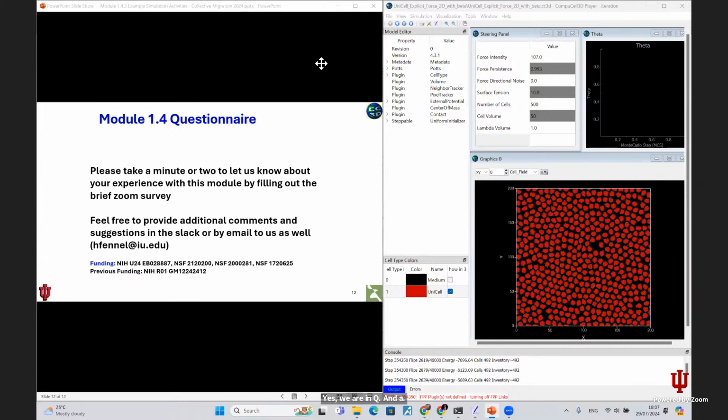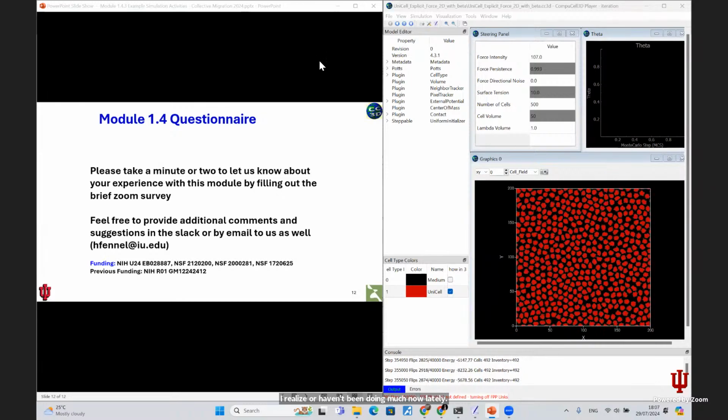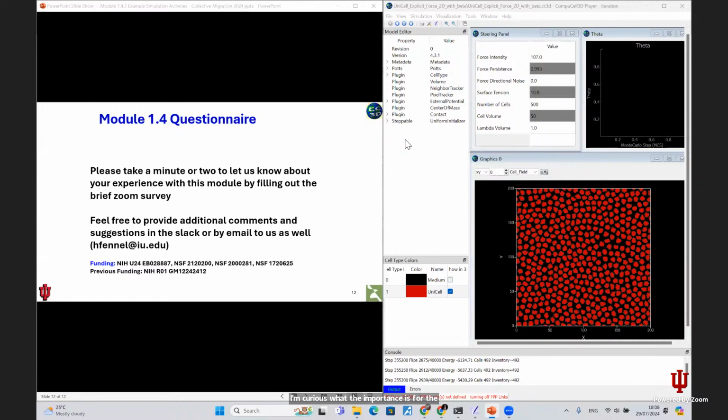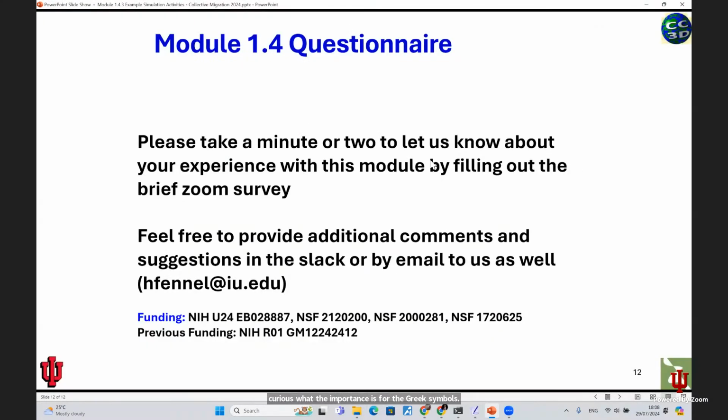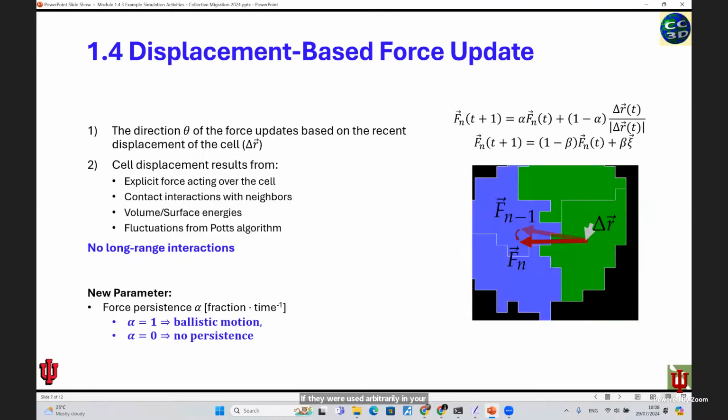I'm really behind in math. I haven't been doing much math lately. I'm curious what the importance is of the Greek symbols, if they were used arbitrarily in your equations, Pedro, or if it's important to have those specific symbols within your equations, why those symbols were chosen.